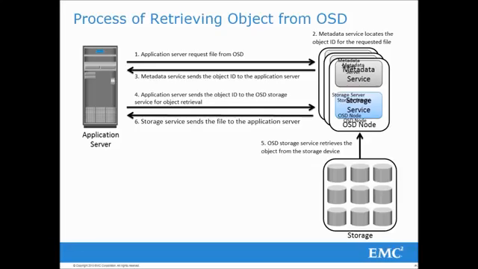In step 1, the application server sends a read request to the OSD system. In step 2, the metadata service retrieves the object ID from the requested file. In step 3, the metadata service sends the object ID to the application server. In step 4, the application server sends the object ID to the OSD storage service for object retrieval. In step 5, the OSD storage service retrieves the object from the storage device. Finally, in step 6, the OSD storage service sends the file to the application server.